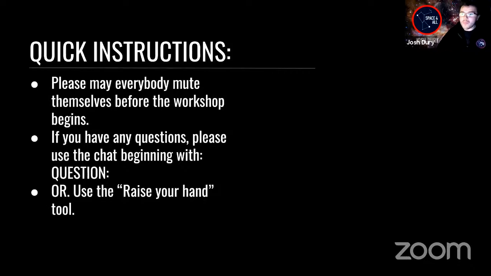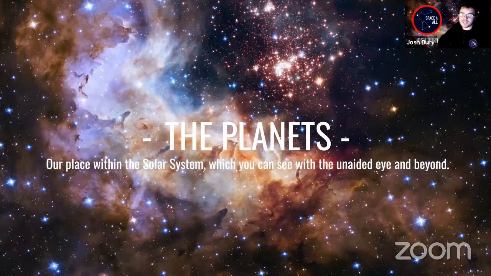The planets are placed within the solar system, and you can see them with the unaided eye and beyond. I purposefully wanted to mention this in this particular workshop because you don't need a telescope to see the planets of our solar system necessarily. However, there may be some where you are required to use a telescope, but this will be where you can advance in your astronomical journey.